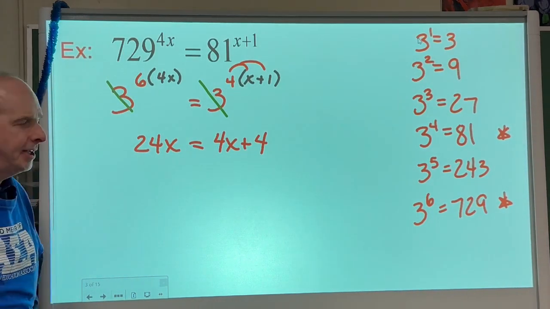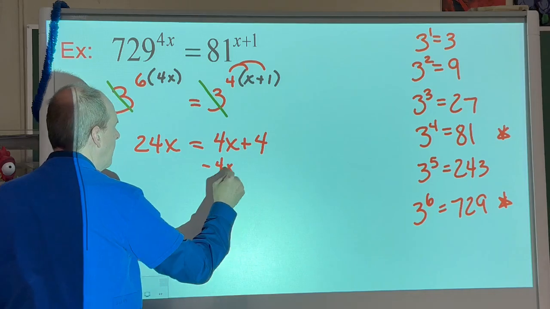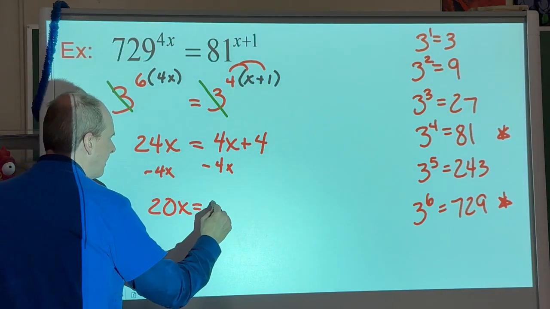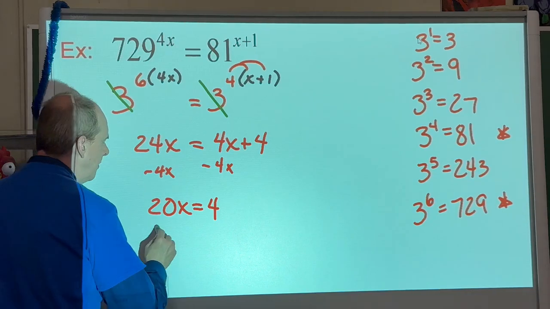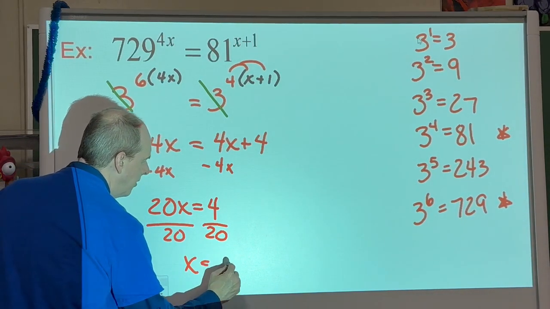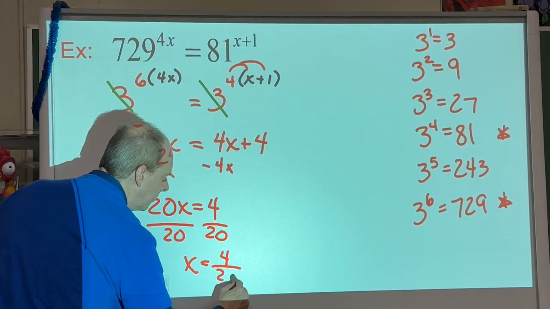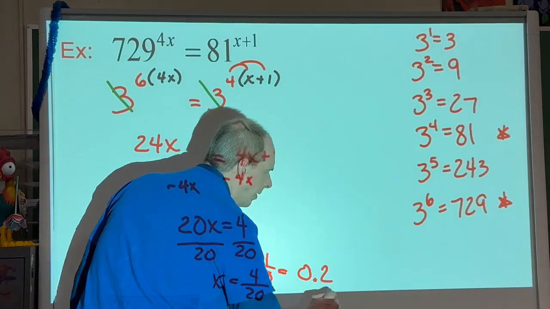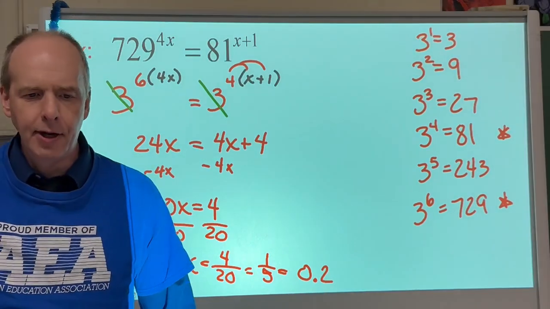Put all your x's on the same side. 24x minus 4x would be 20x equals 4. Divide by whatever's in front of the x. 4 divided by 20. Well, that'd be 1/5, or 0.2 if you used your calculator to divide it out.